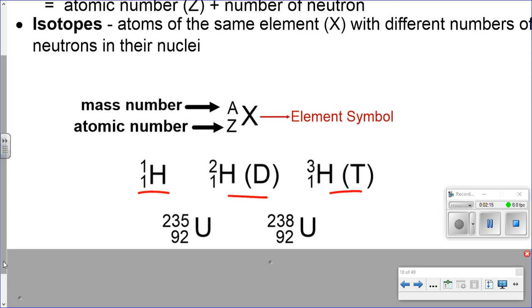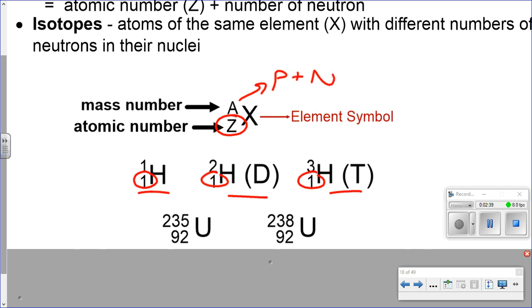So if we take a look at what I underlined here in red, this bottom number is the atomic number. Notice it's the same. Why? It has to be 1 because the atomic number of hydrogen is 1. How many protons does hydrogen have? The atomic number is the number of protons, so the answer to that question is 1. Now the top number is the mass number, and the mass number is protons plus neutrons.